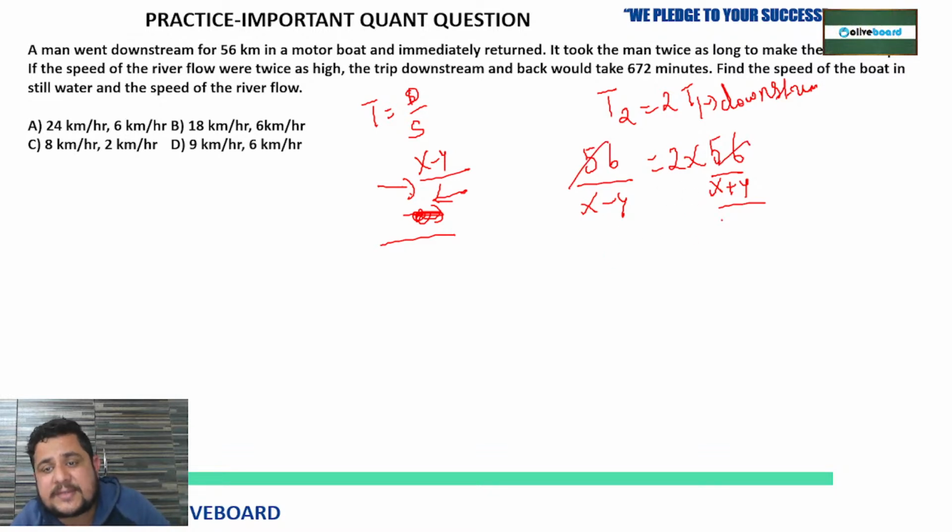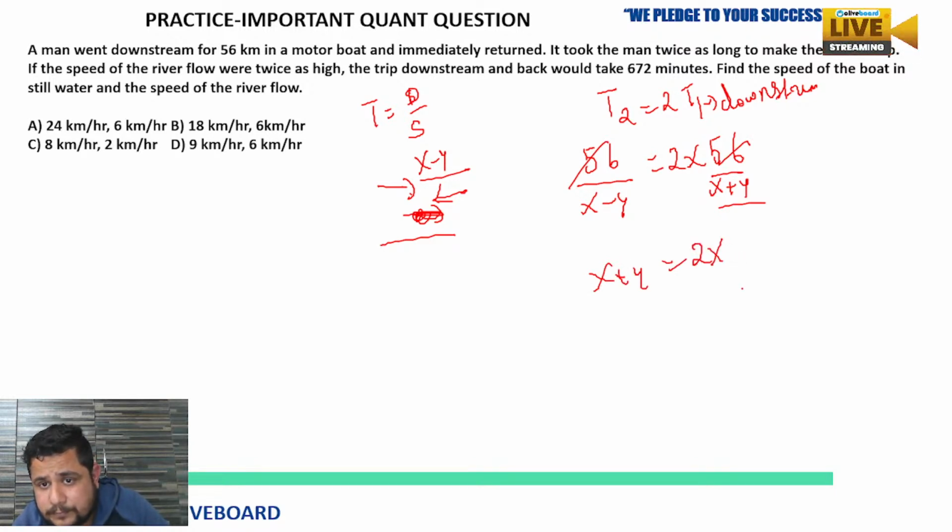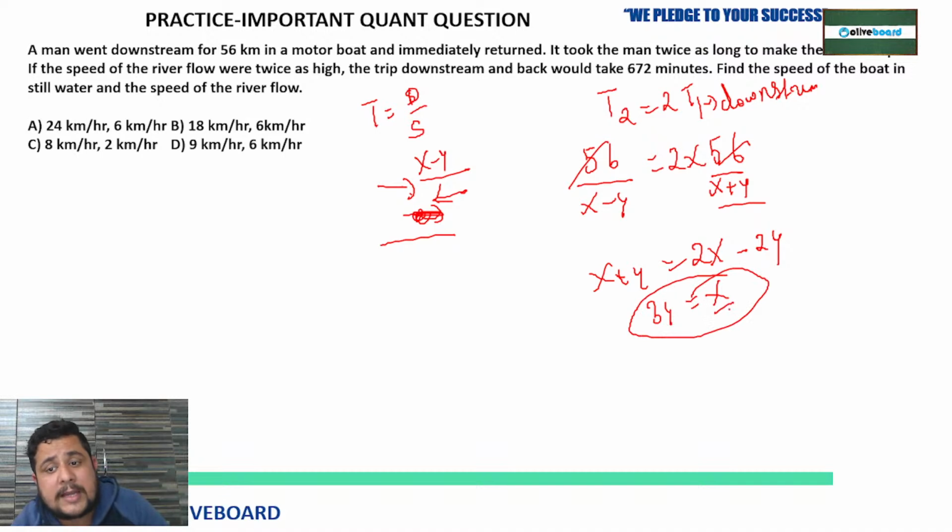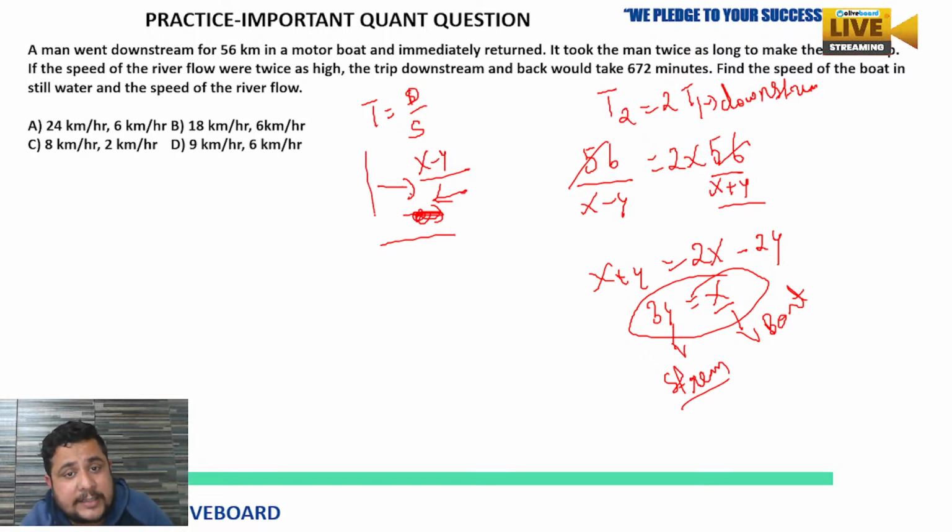Now we can easily compare. 56 and 56 cancel. So x plus y is equal to 2x minus 2y. When we shift terms, finally we get 3y is equal to x. X is the speed of the boat and y is the speed of the stream, so the speed of the boat is just thrice the speed of the stream. That relation we got from the given data.